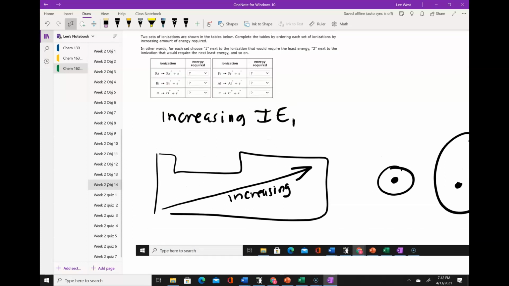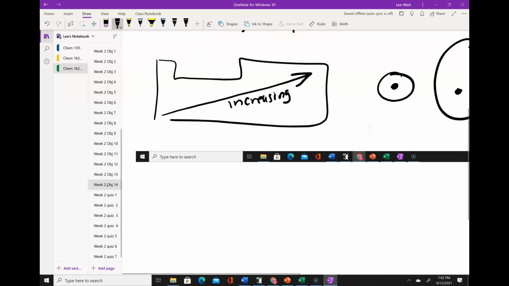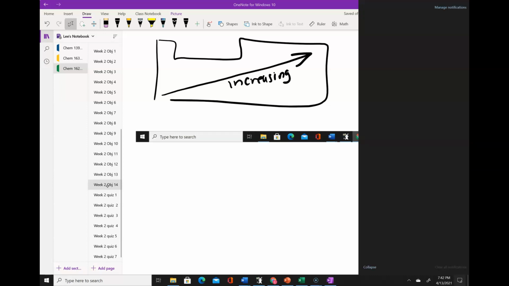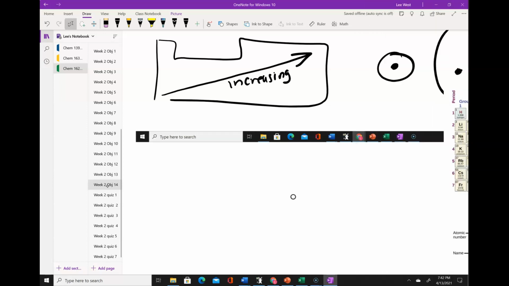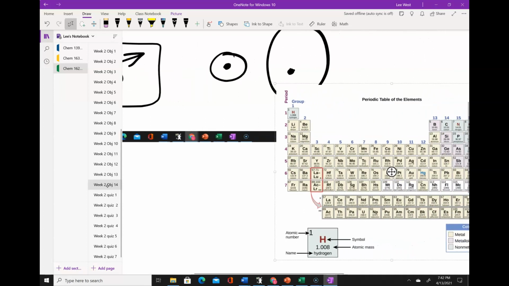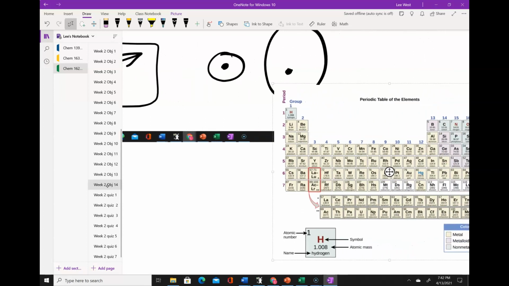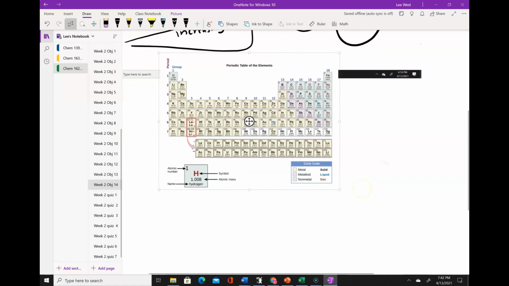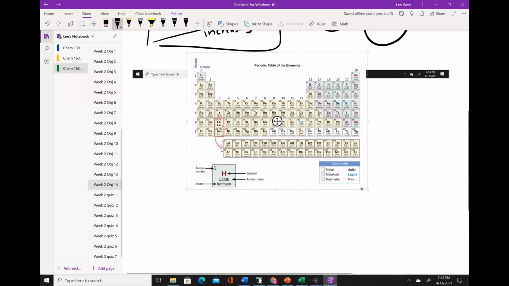So really we just got to pay attention to our periodic table and keep this trend in mind. So we'll put that there. Wow, that's not what I wanted. Let's see if we can move it over there. Okay. So what we know is that ionization energy 1 increases like that.